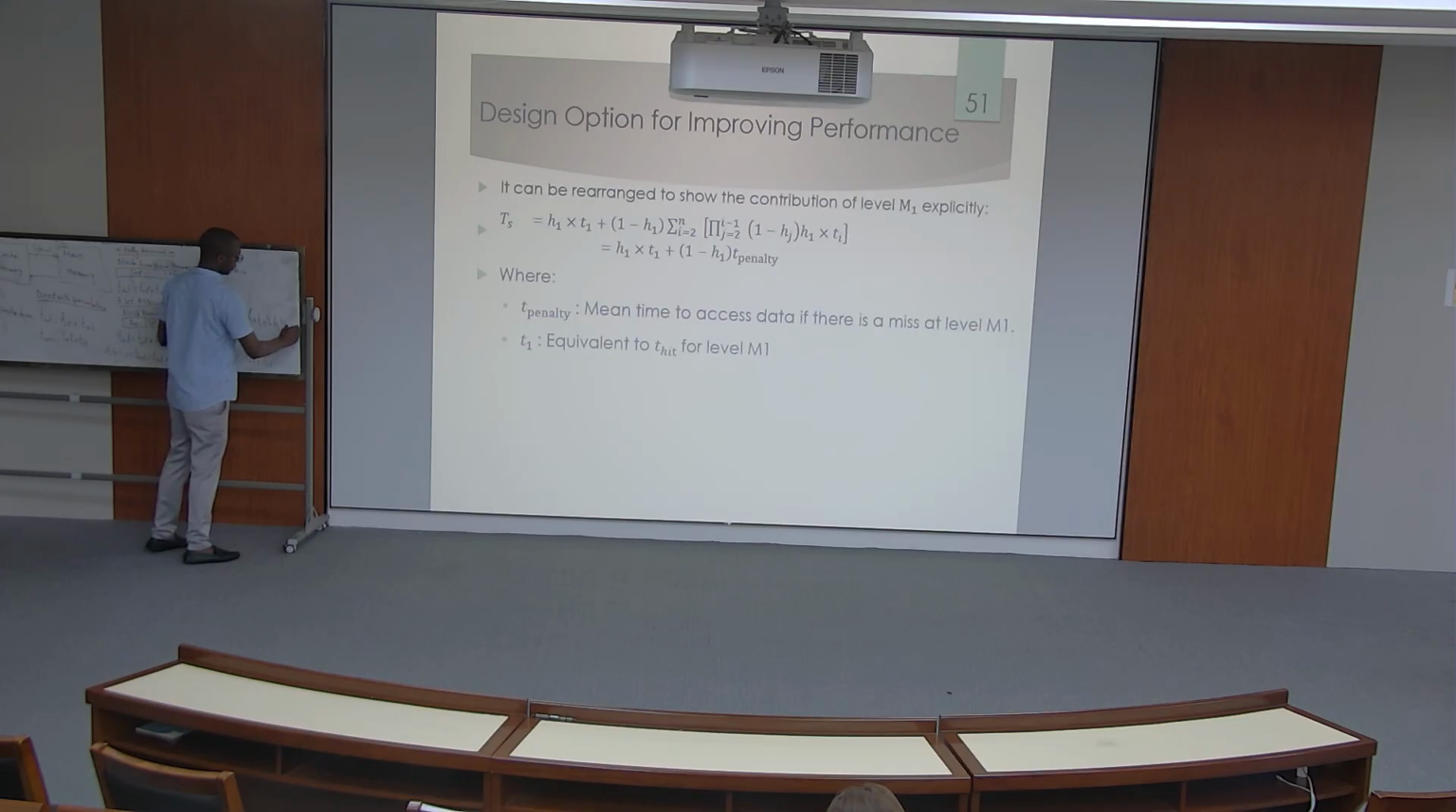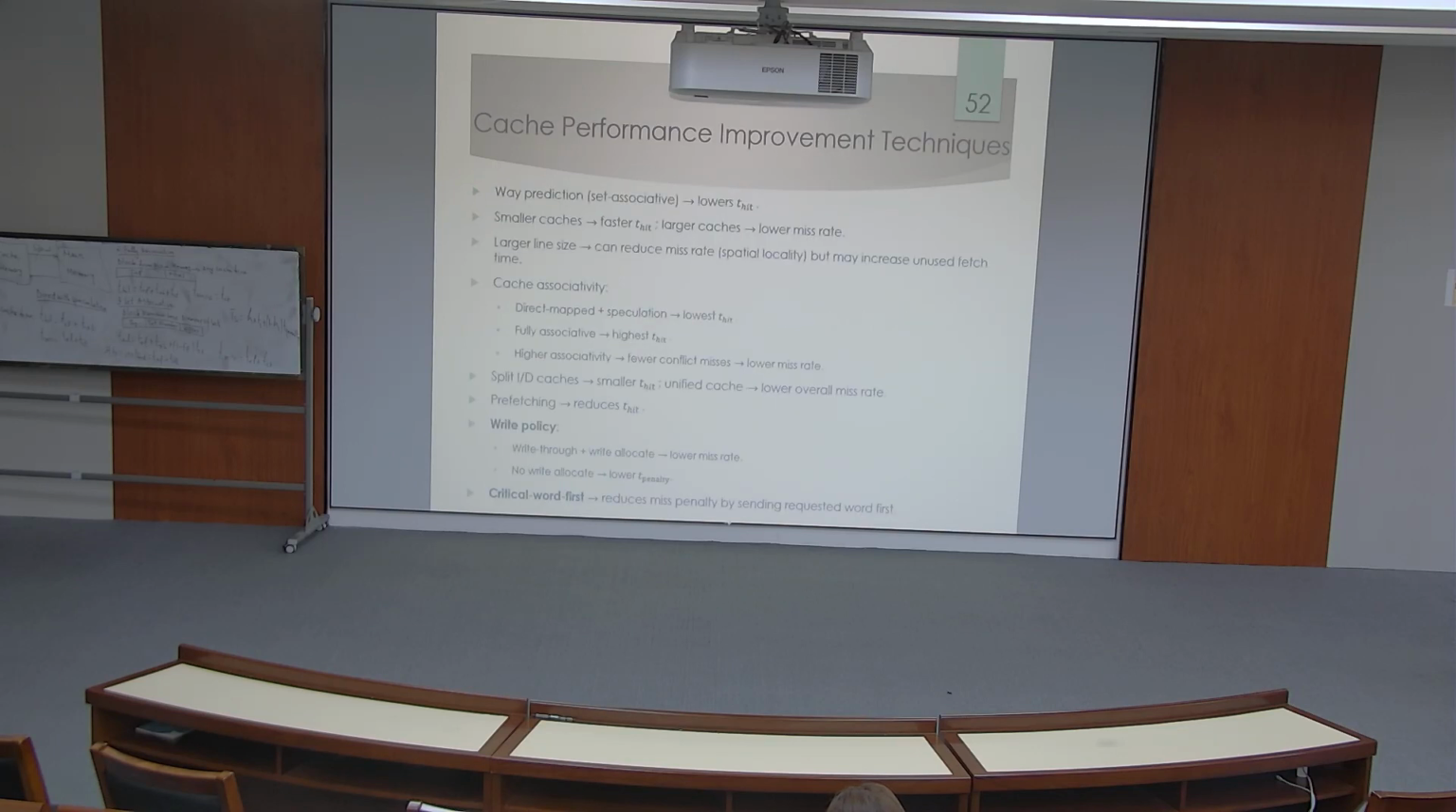The t penalty here is the average time that the system spends on accessing the data if it is not available in the level 1 memory. So T1 here is equivalent to the hit time for the level M1 memory.